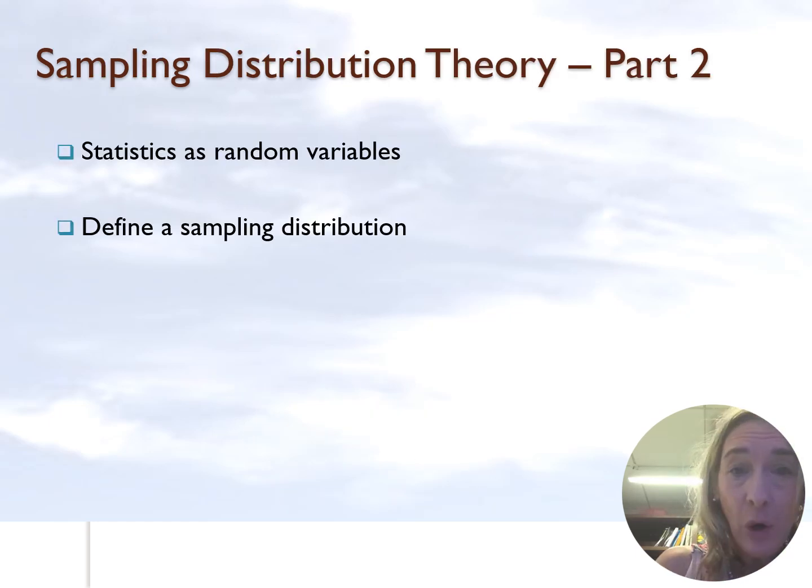So in this video, we're going to talk about two topics. The first is that of statistics as random variables, and the second is we're going to define a very special distribution in inferential statistics known as a sampling distribution.